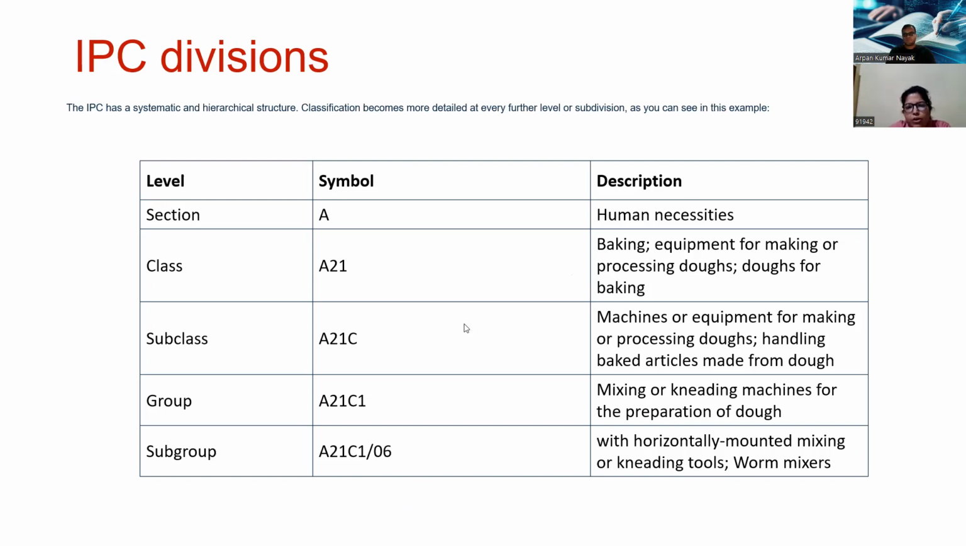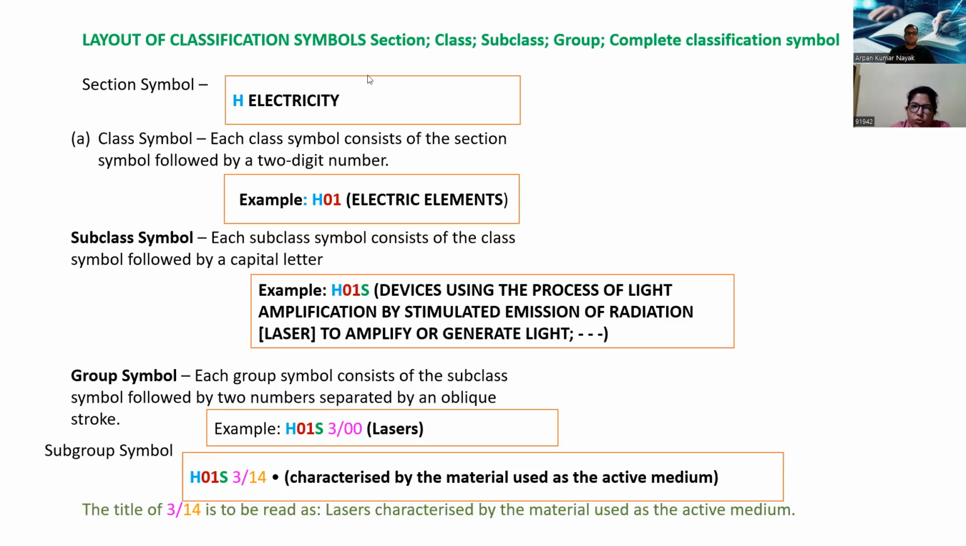Further, in a layout way, I find the layout for the classification of symbols is: section, class, subclass, group, and this is a complete classification system. So for the section, I am now taking the alphabet H. So H is our section, which represents electricity. Then we have the class symbol. I am using 01.